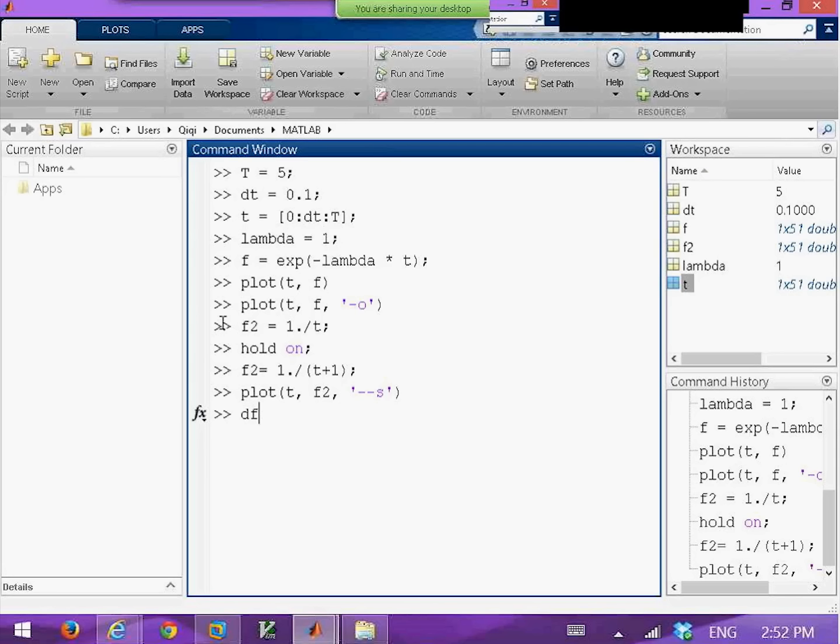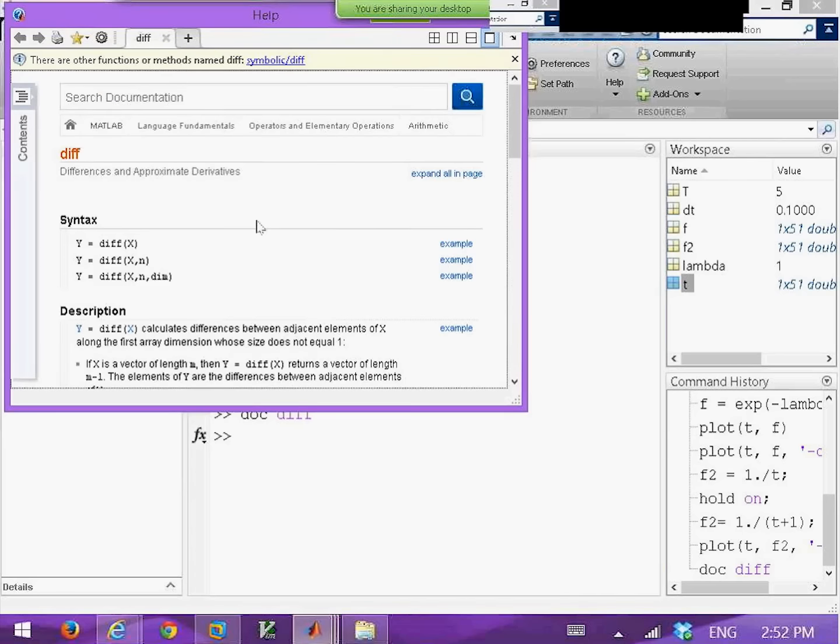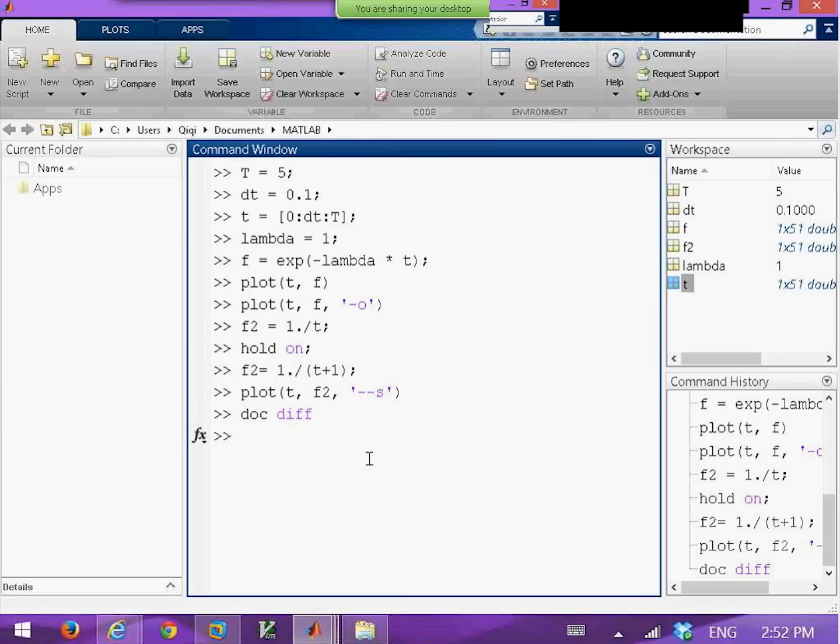Yeah, find the difference between functions between one point and the other point. Let me do diff. Yeah, difference and approximate derivative. Okay, you guys are good.